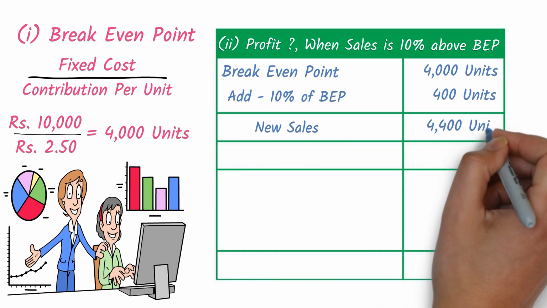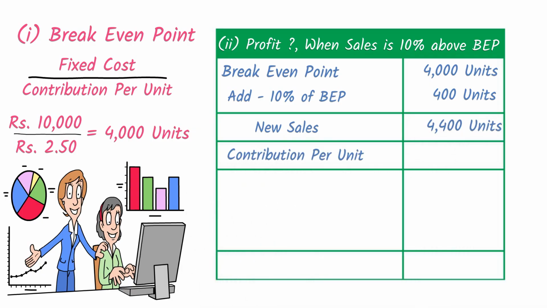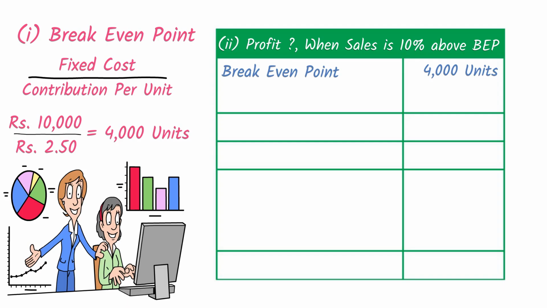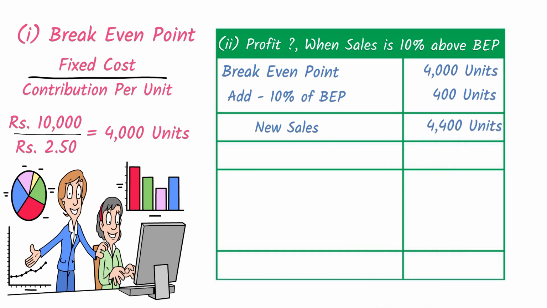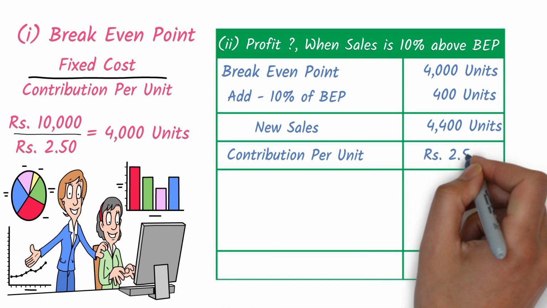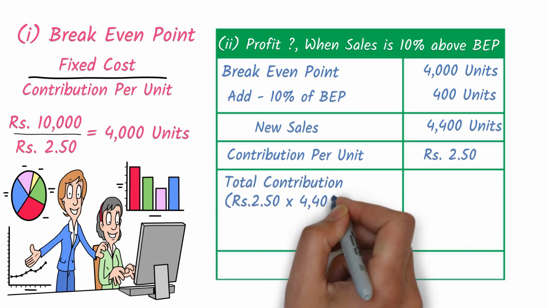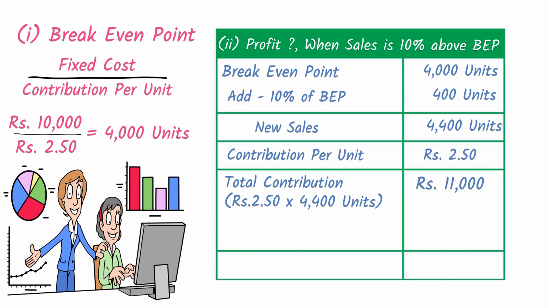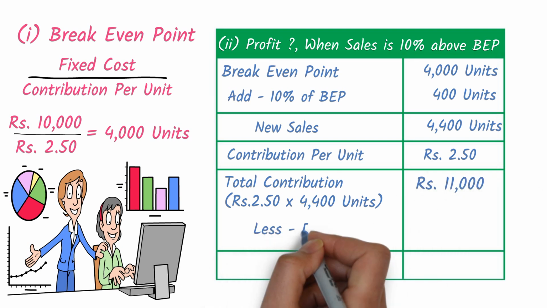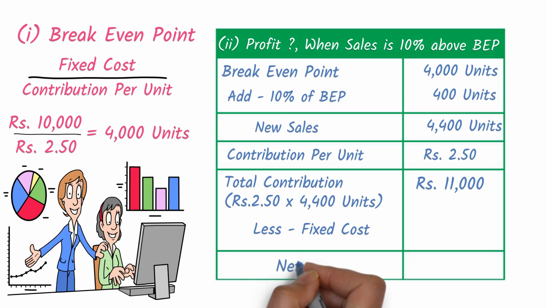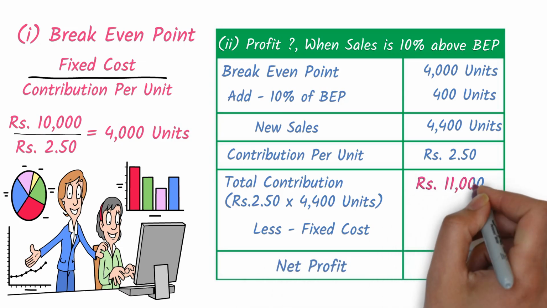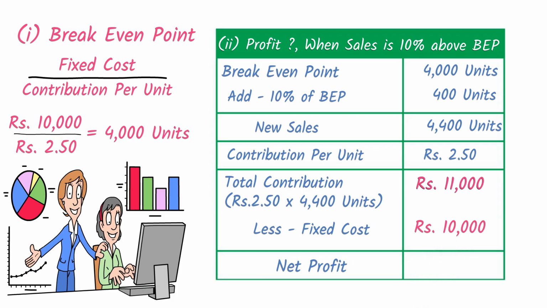The second part of the question is to find out the profit when the sales is 10% above the break-even point. We estimated break-even point as 4,000 units. Adding 10% of it, 400 units, the new sales is 4,400 units. Contribution per unit we arrived at as 2 rupees 50 paise. So the total contribution for 4,400 units is 11,000 rupees. We know that deducting the fixed cost from contribution, we will get a profit. So here 11,000 of contribution less fixed cost 10,000, the net profit is 1,000 rupees.